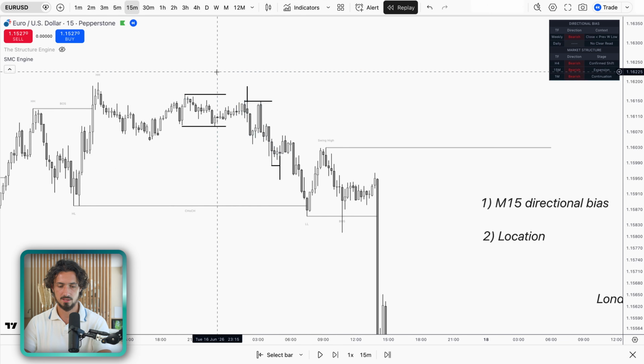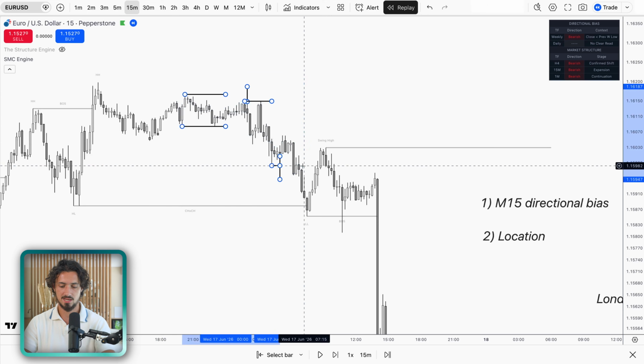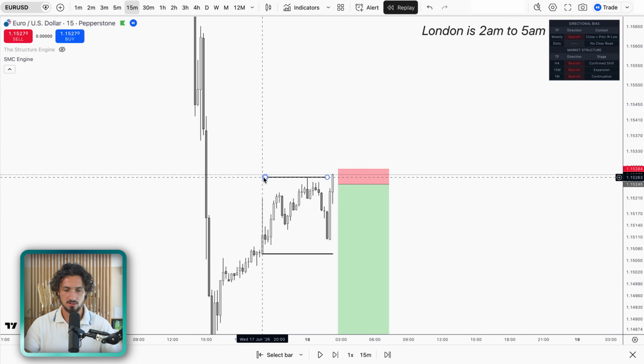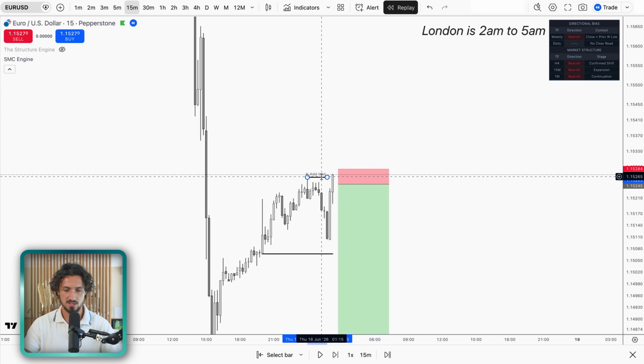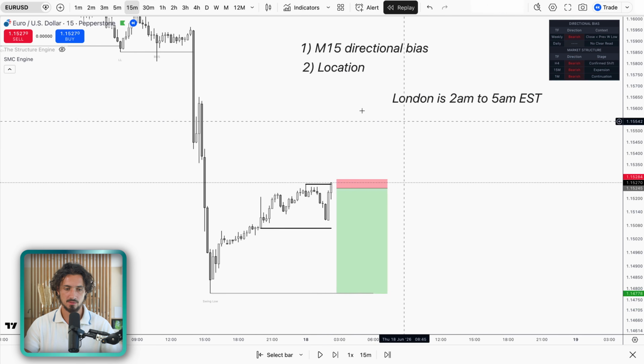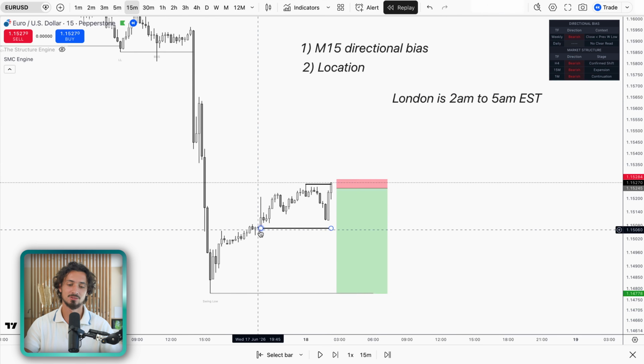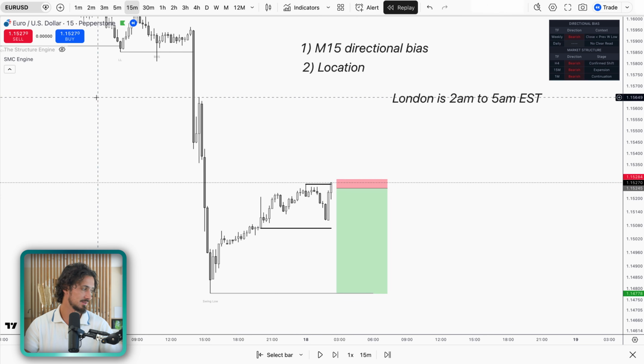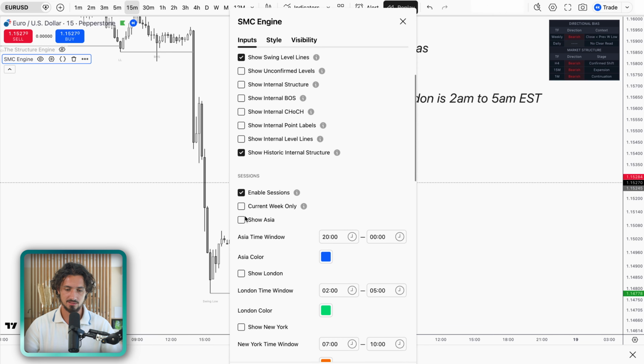And then New York is 7 a.m. to 10 a.m. Eastern Standard Time. So what we need to do is we need to trade only short above this high, because this is the Asia session high. That is what location is for me. Now, again, instead of manually coming in and having to mark the low and the high of Asia every single day, I again input it into here.